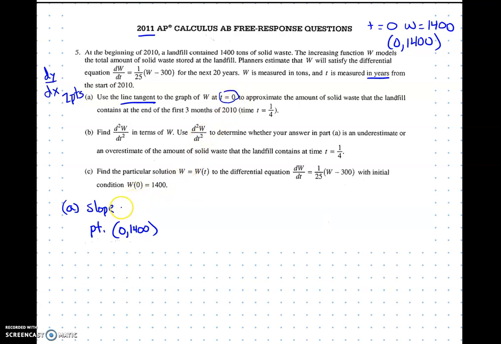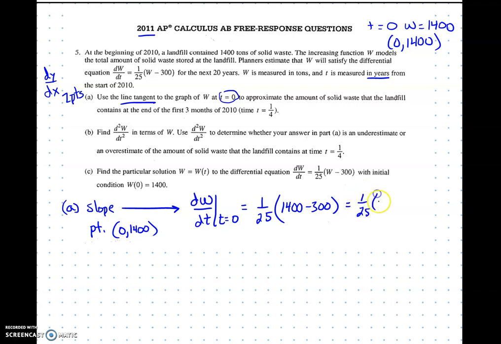So how do I get my slope? Well, dW/dt is my slope equation. It is the rate of change of W with respect to time, and I need to figure out that slope when t is equal to 0. So I'm going to write that right in here. I'm finding dW/dt when t is equal to 0. Well, when t is equal to 0, what does W equal? W just equals 1,400. Now I can get this. This is 1/25th of 1100. Yes, you would be expected to do that without a calculator. The answer there is 44.